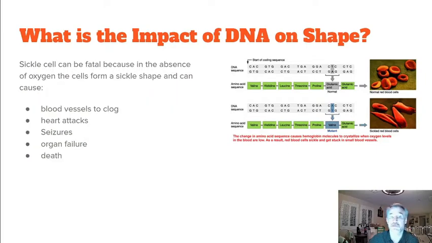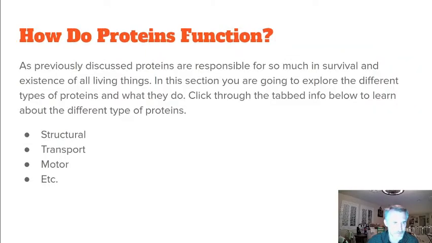So sickle cell can be fatal because in the absence of oxygen, the cells form a sickle shape, and it makes it so they're not very efficient at carrying oxygen to different parts of the body. And obviously, all the different parts of your body need that oxygen to do things like cellular respiration to carry out their function. So things like your blood vessels can start to clot. It can cause premature heart attacks or seizures. Eventually, even organ failure, and if the organs start to fail, then death as well. So this can be a fatal disease if it's not treated.